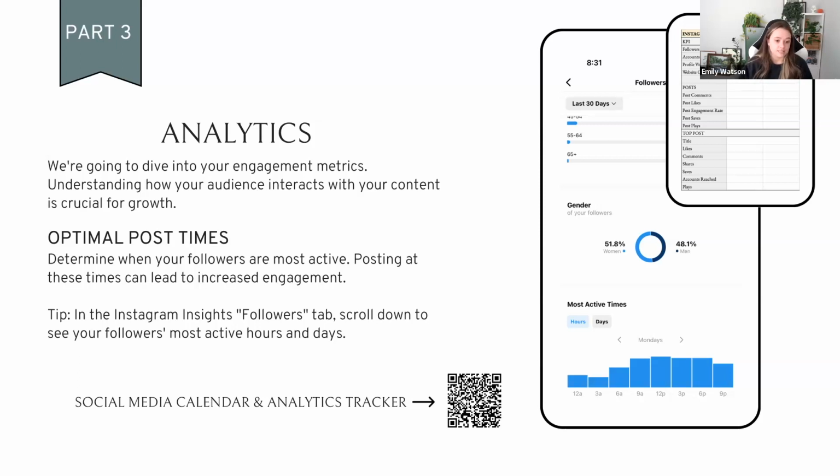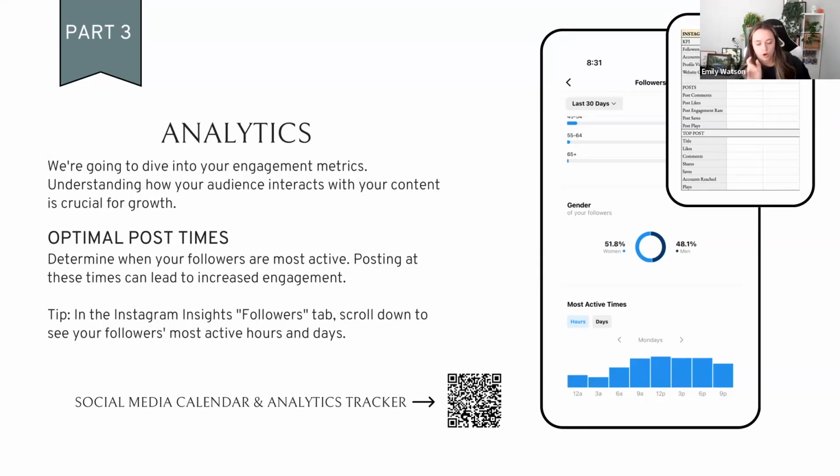You can find the Instagram Insights under the Followers tab. Scroll down to the very bottom, and you'll see when they're most active. Again, this doesn't give you super accurate timing on the app. Meta is really great for that, or these third-party platforms like Hootsuite give you very, very specific times.